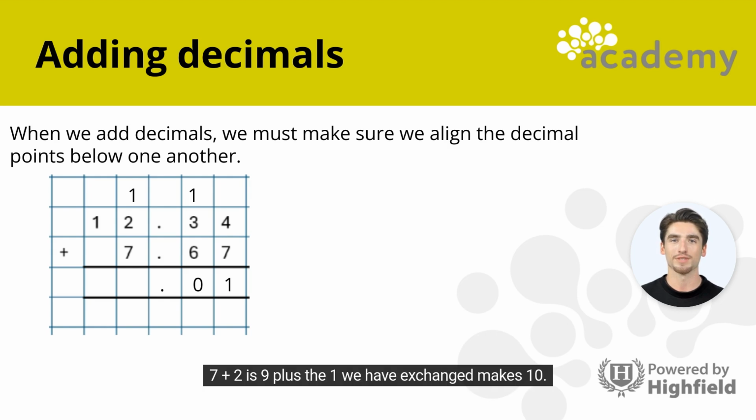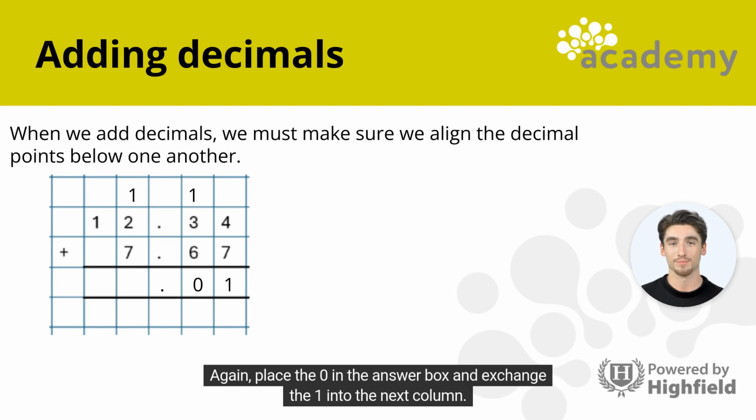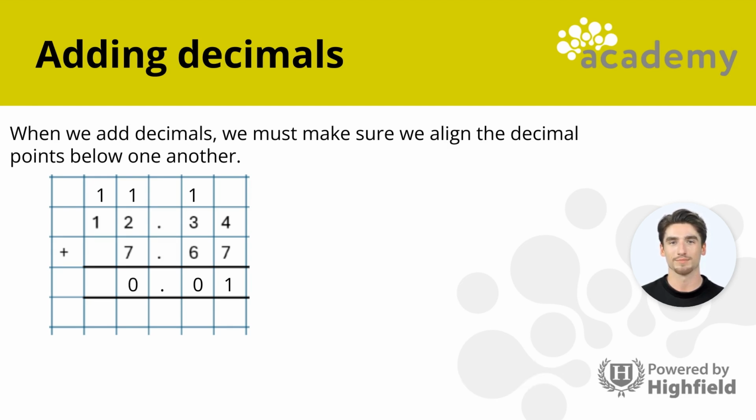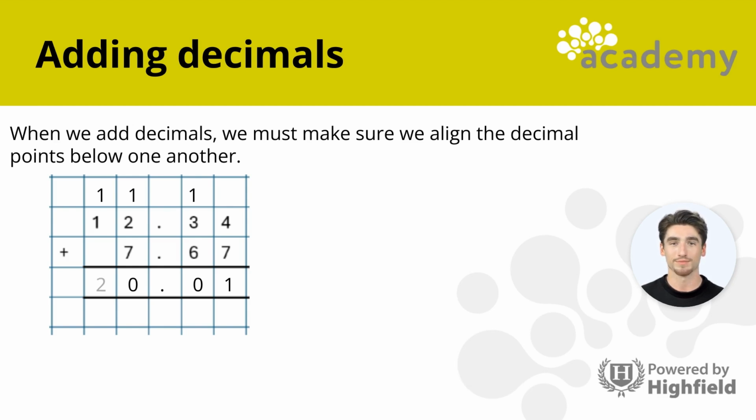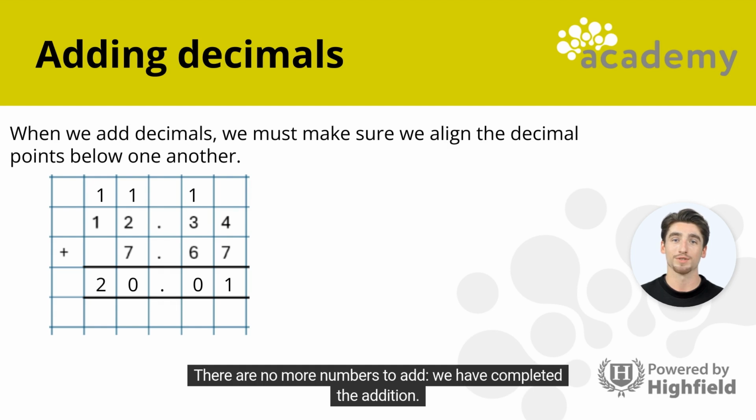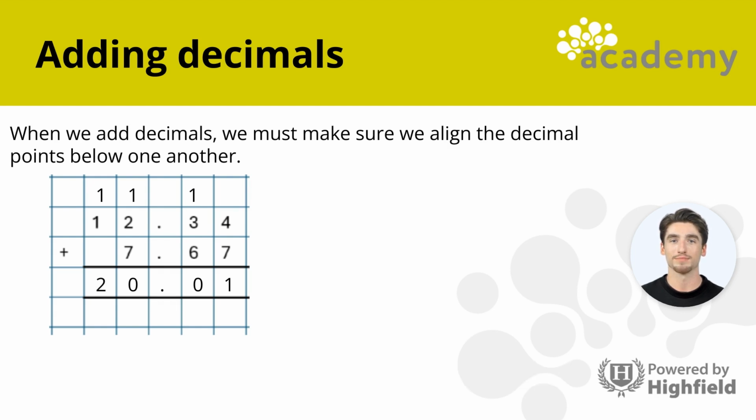7 plus 2 is 9 plus the 1 we have exchanged makes 10. Again, place the 0 in the answer box and exchange the 1 into the next column. Finally, 1 plus the exchanged 1 makes 2. There are no more numbers to add. We have completed the addition. The final answer is 20.01.